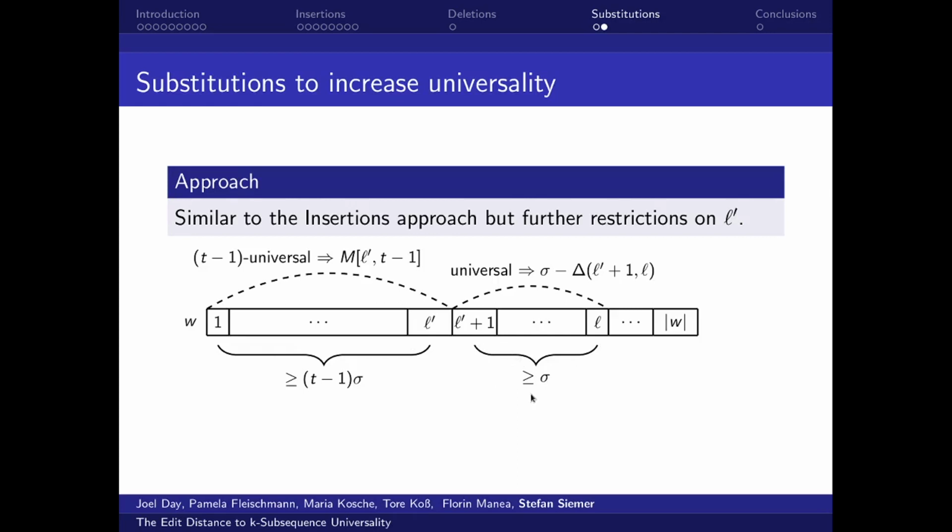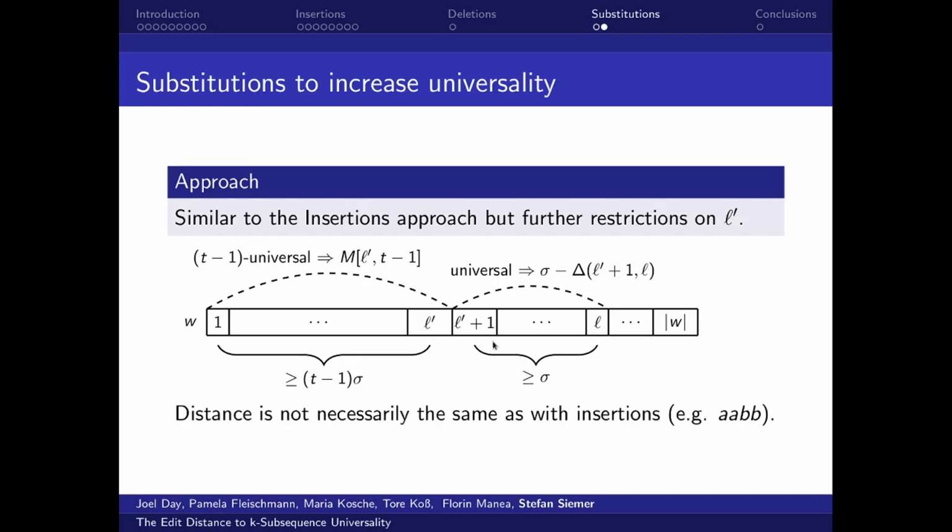Other than that, the approach is basically the same, but for increasing the universality with substitutions, it is important to say that they do not necessarily yield the same distance, because in this example, AABB, we would just need one insertion to make it 2 universal, but we would require 2 substitutions to make it 2 universal. Yeah, we could insert an A here, for example, but we cannot simply substitute one of them to make it 2 universal.